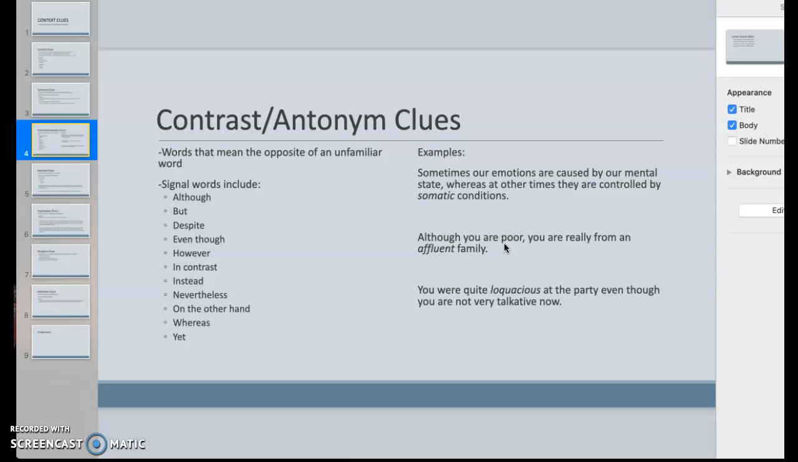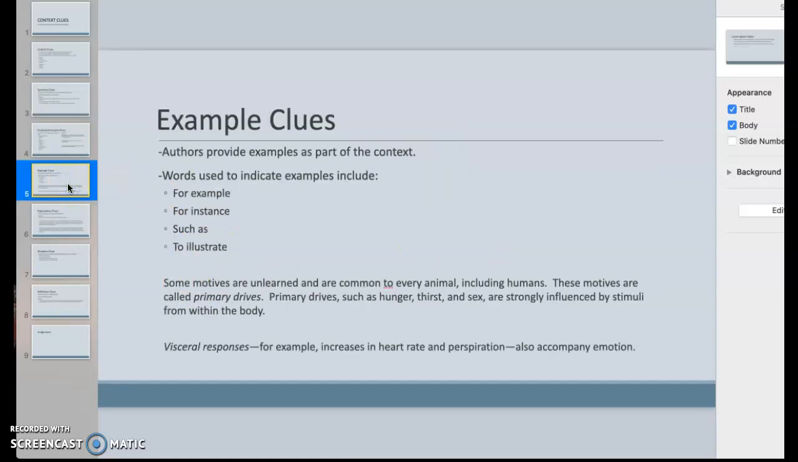So again, we have the phrase "even though," which sets up a contrast. On one hand, we have loquacious. On the other hand, we have talkative. What's the opposite of talkative? That would be not very talkative. I'm sorry, let me say that again. We have loquacious on one side, not very talkative on the other. So we know that loquacious means talkative because the opposite of not very talkative is talkative. So those are antonym clues.